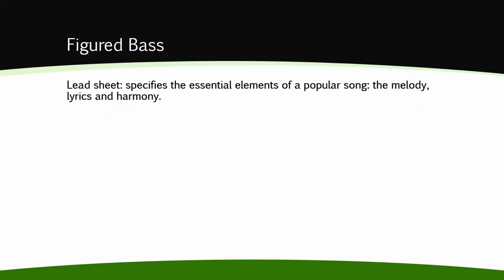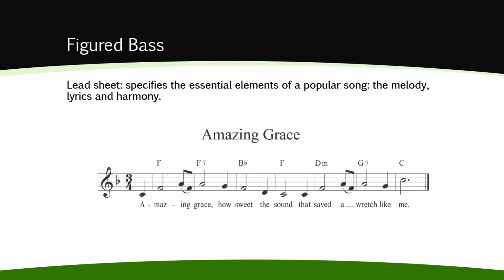A lead sheet specifies the essential elements of a popular song: the melody, lyrics, and harmony. The melody is written in modern Western music notation, the lyrics are written as text below the staff, and the harmony is specified with chord symbols above the staff.